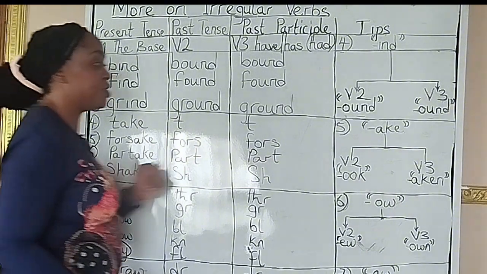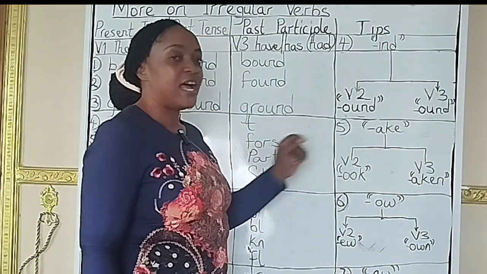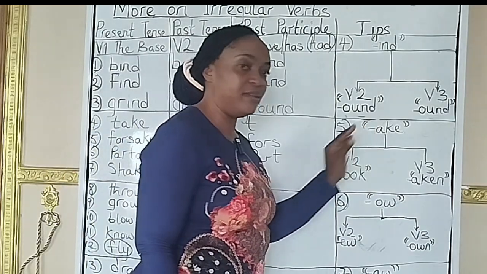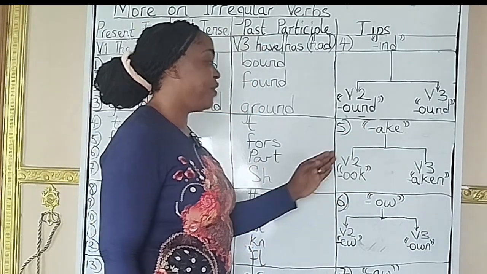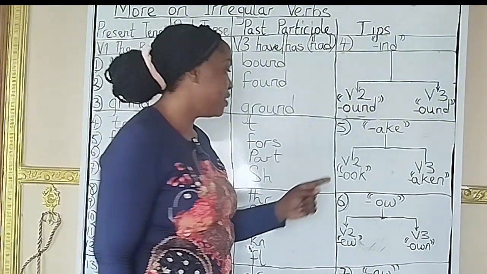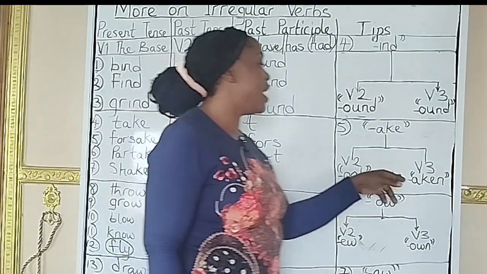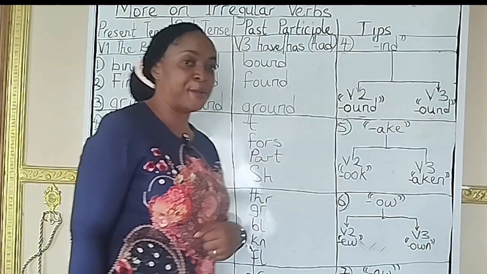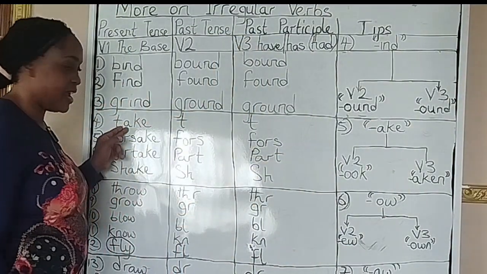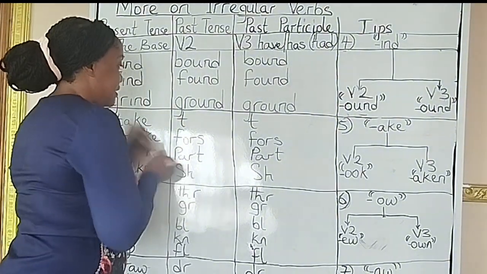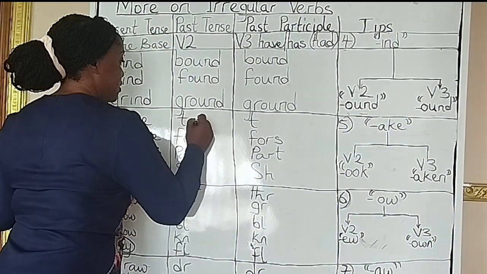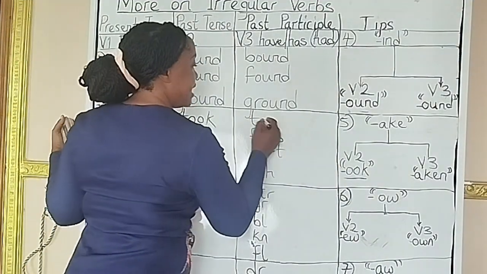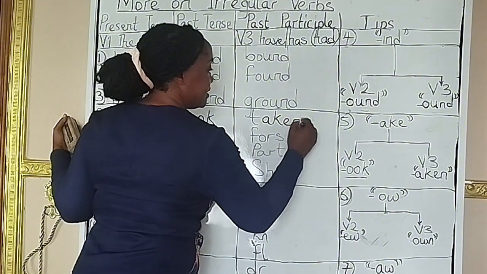We go to the next rule, which is rule number 5. And the rule number 5 states that when a verb ends with ake, the V2, which is the past tense, should be ook. And when it is the V3, you say aken. Let's do this together. Take, and we add ook. We have took, and here we say taken.